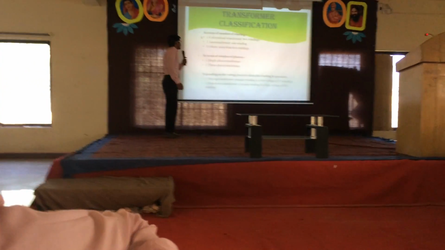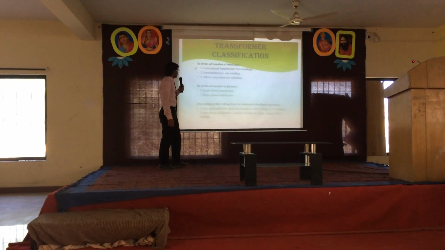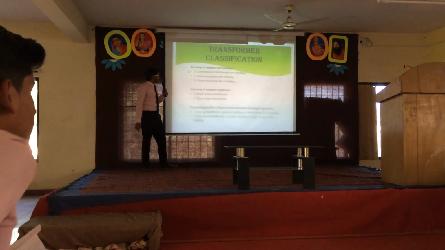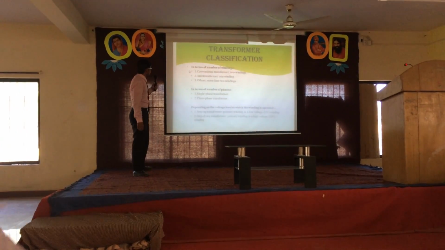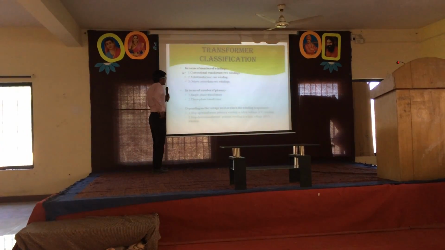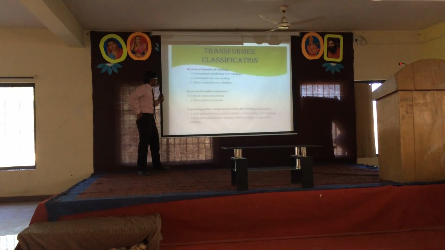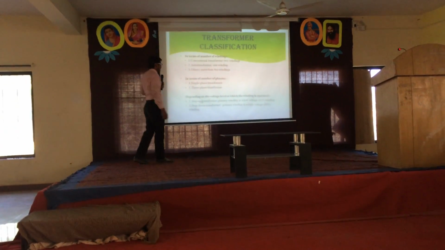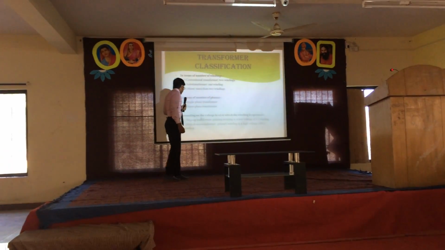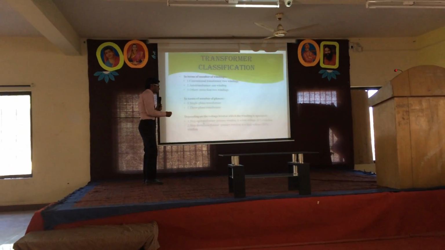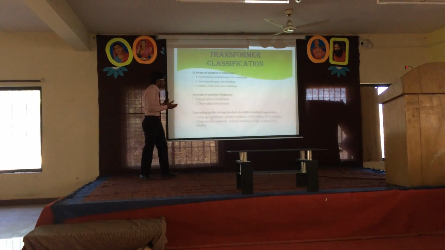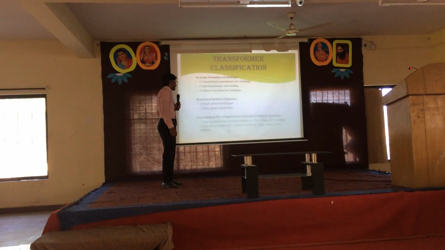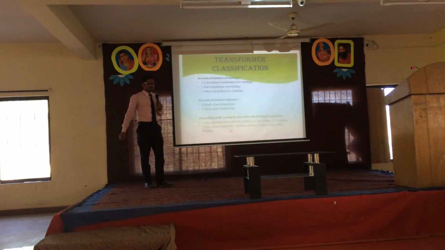Transformer classification. In terms of number of windings: conventional transformer, which has 2 windings, and auto transformer, which has more than 2 windings. In terms of number of phases: single phase transformer and 3 phase transformer, depending upon the voltage level at which the windings are operating. Number 1, step-up transformer, where the primary winding is low voltage, as we can see. And step-down transformer, where the primary winding is high voltage, HV windings. Next slide.